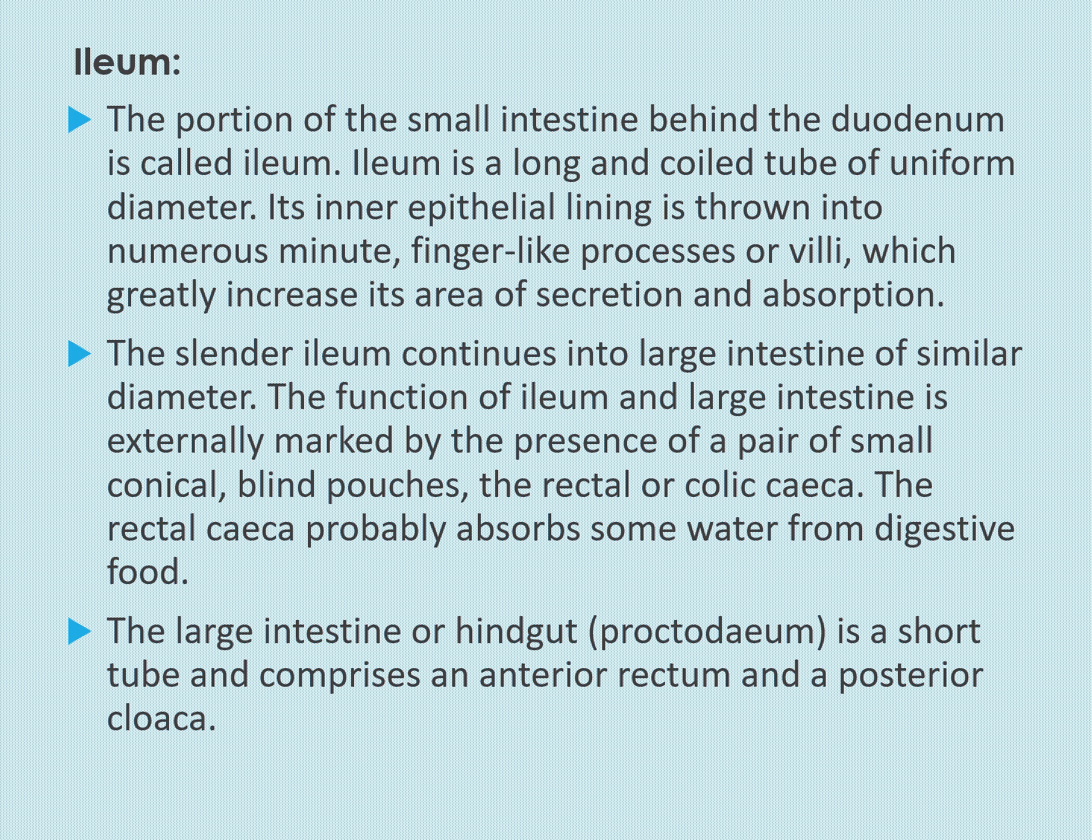The ileum. The portion of the small intestine behind the duodenum is called the ileum, which is a long and coiled tube of uniform diameter. The inner lining of the ileum has a number of finger-like processes or villi, which increase the surface area of absorption. The ileum continues into the large intestine, which is of similar diameter, and the junction of the ileum and the large intestine is externally marked by the presence of a pair of small rectal cecae.